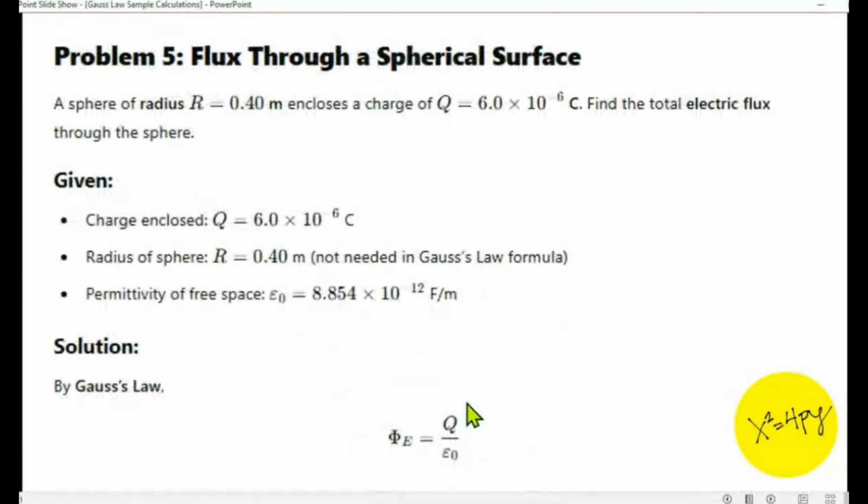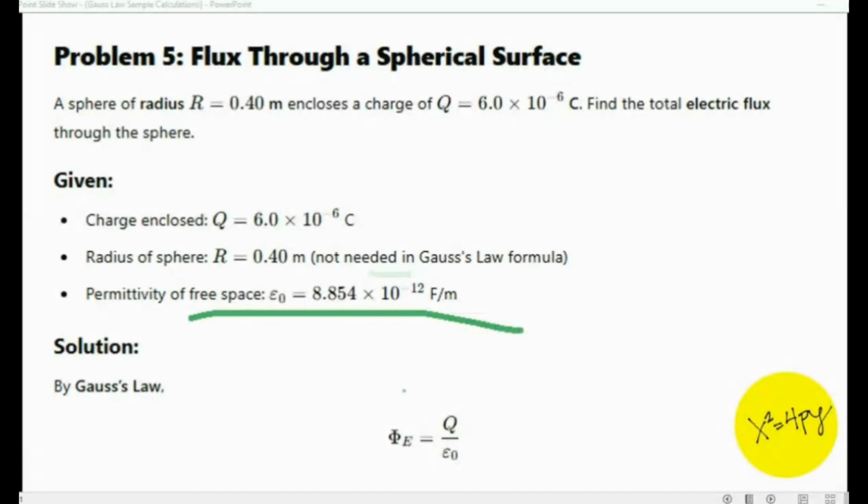Now, for the last sample problem, we have the flux through a spherical surface which has a radius of 0.40 meters and encloses a charge of 6.0 times 10 raised to negative 6 coulomb. We have to find the total electric flux through the sphere. We have the following given values. The total charge enclosed is 6.0 times 10 raised to negative 6 coulomb. The radius of the sphere is 0.40 meters, which is not needed in the Gauss law formula. The permittivity of free space is constant as always.